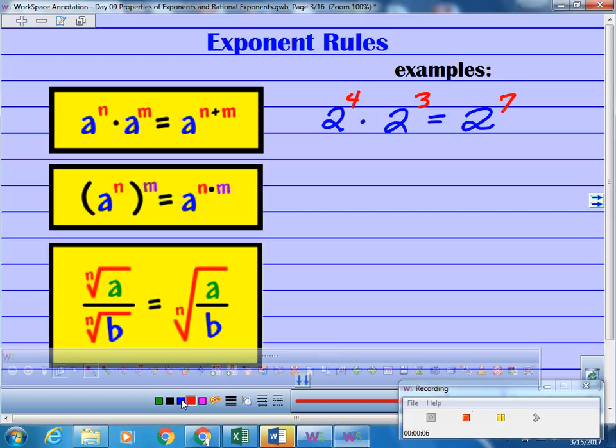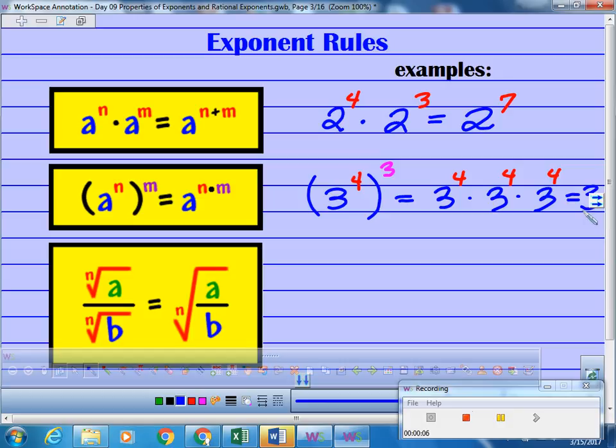This one's a little bit different. Let's change our number to 3. I'm just trying to utilize my color changes. If I have a 3 to the 4th power, and I take that to a power of 3, that's saying 3 to the 4th times 3 to the 4th times 3 to the 4th. It says I have a 3 to the 4th, and another 3 to the 4th, and another 3 to the 4th, which makes 3 to the 12th.